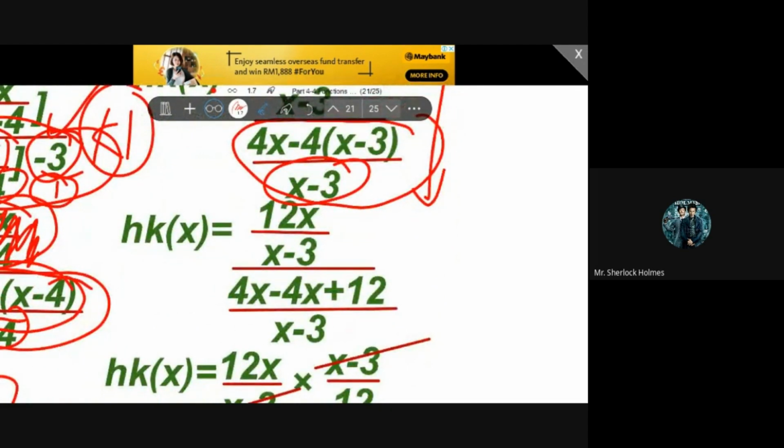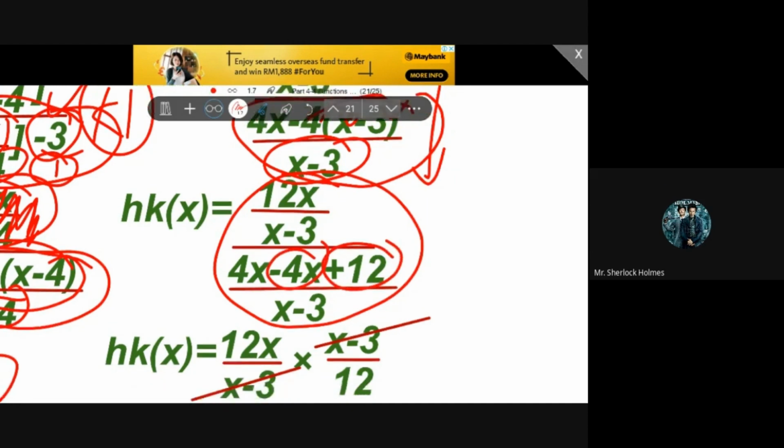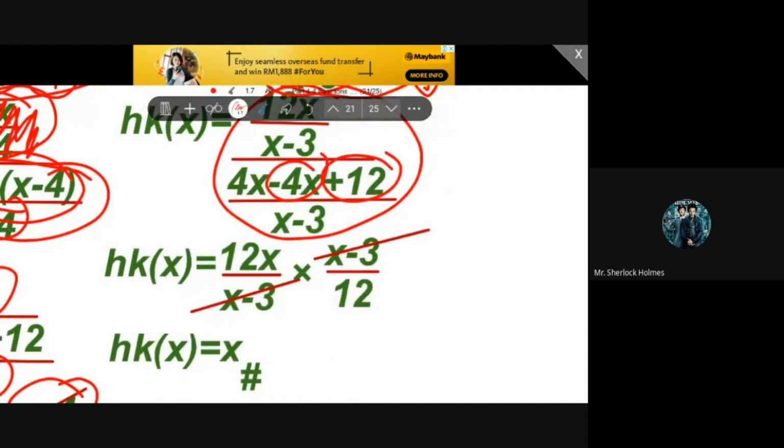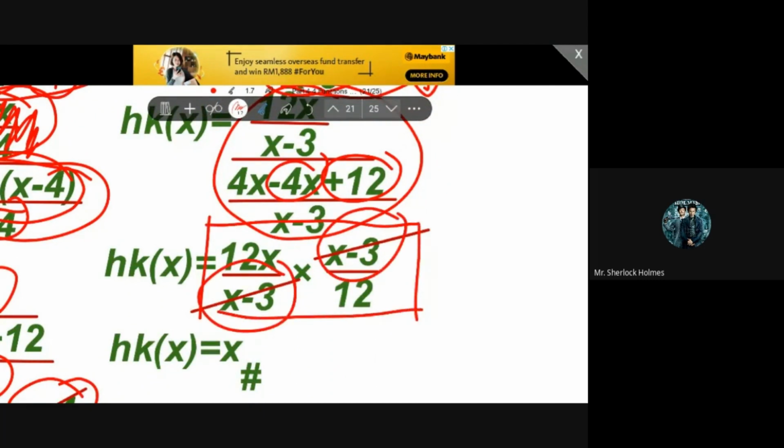So this one you will get like this. This part is all your algebra. So you will get 12x over x minus 3. This one expand. 4 you expand inside, you times. So negative 4x plus 12. So you see over here, you can cancel x minus 3 and x minus 3. You cancel, you will get, this is your answer. So when you can get that as your answer, you get another 1 more mark.